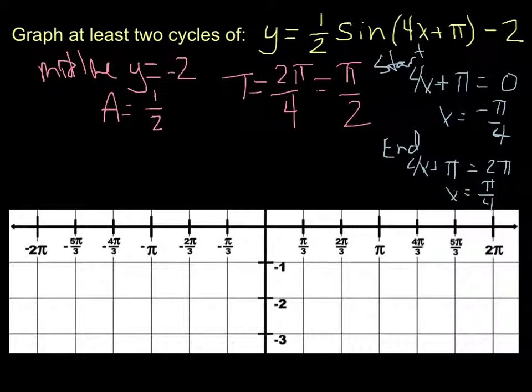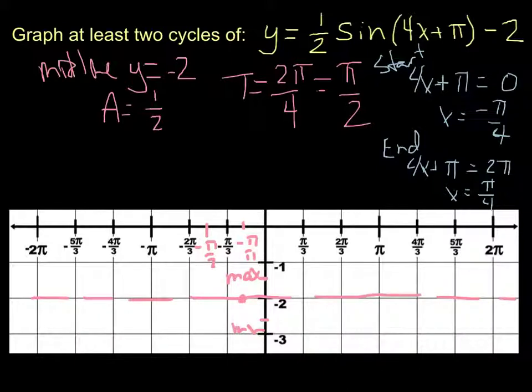First, my midline is y equals -2. My amplitude is 1/2, so I have a max right there and a min right here. And I need to label my start point. Because it's sine, and it's a positive sine, I would start at the midline. But my x location of the start point, as I calculated, is -pi over 4. So move left pi over 4. Here would be -pi over 2, so right about here would be -pi over 4. So there's my start point.